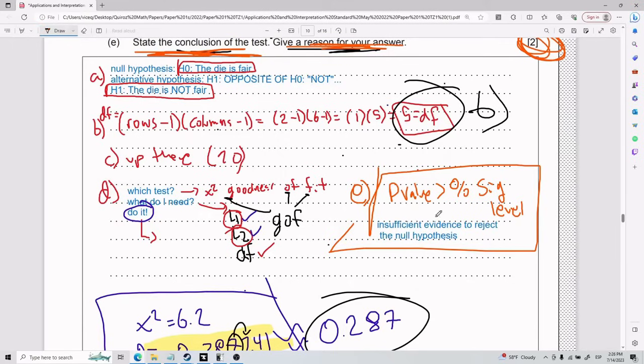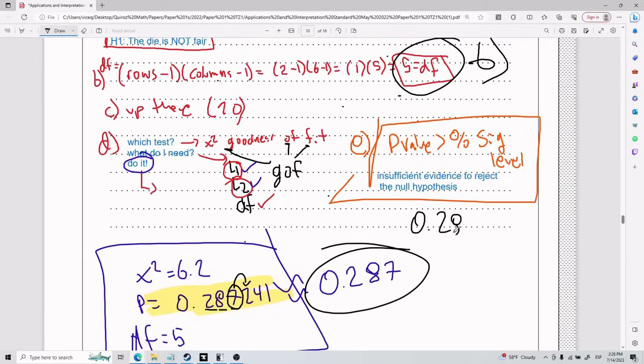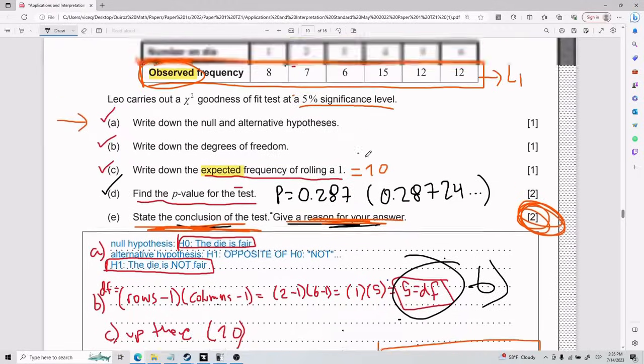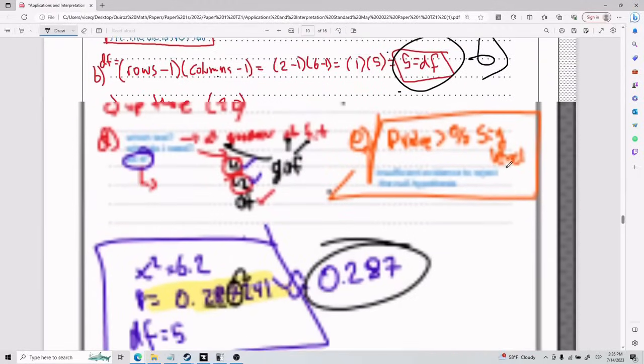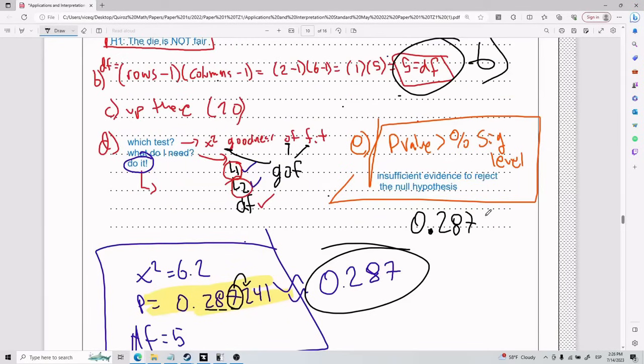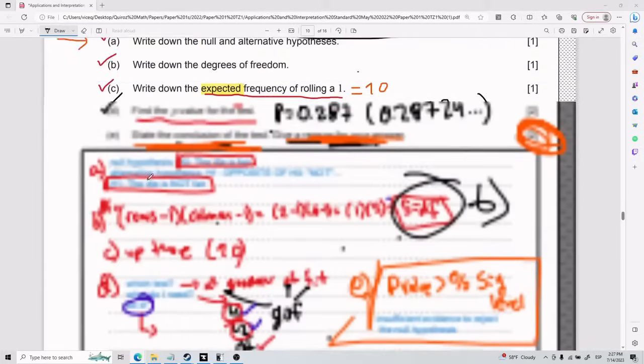And so what is my p-value? Well, my p-value we said was 0.287. And is this greater than or less than my significance level? My significance level we said was 5%, which means 0.287 is greater than 0.05. So effectively, we have insufficient evidence to reject the null hypothesis. For concluding this kind of stuff, this is my conclusion, and this is my reason down here. And that's it. That is number 7.